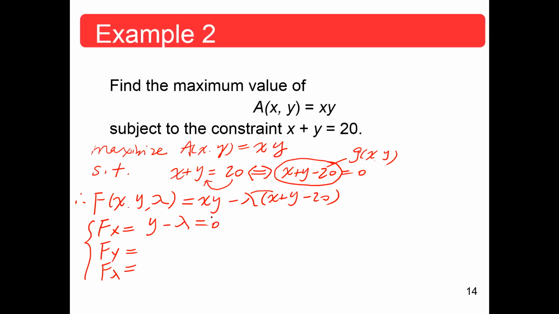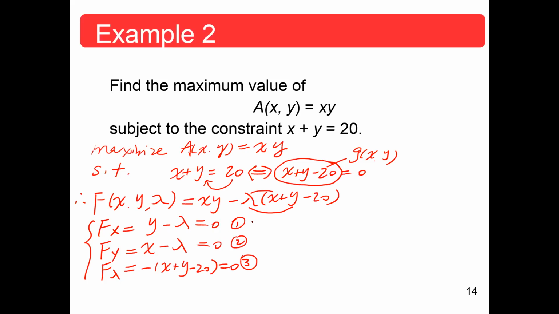For partial y, you're going to treat y as the variable. Therefore, we should have x minus, same thing here, you have lambda y, whose derivative will be lambda, correct? F lambda is derivative of lambda, so that's going to be negative x plus y minus 20 equals 0, right? This is a pretty easy case here.